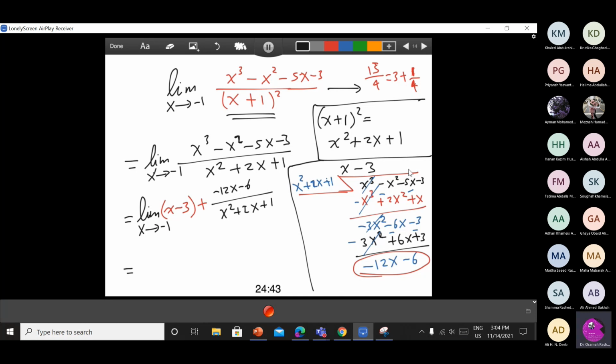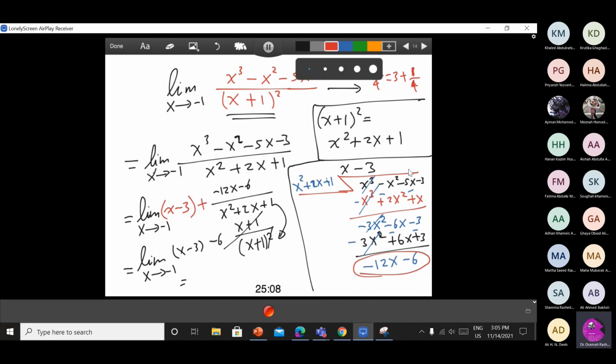Now I have a limit when x tends to minus 1 for x minus 3. I can take minus 6 as a common factor, so I am left with x plus 1. And this was originally x plus 1 squared. So I cancel one x plus 1 with this one. So I end up with a limit when x tends to minus 1 for x minus 3 minus 6 over x plus 1, right?